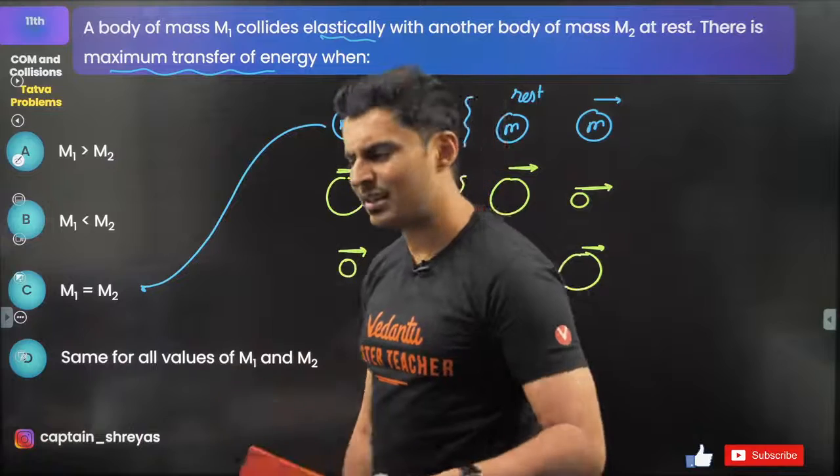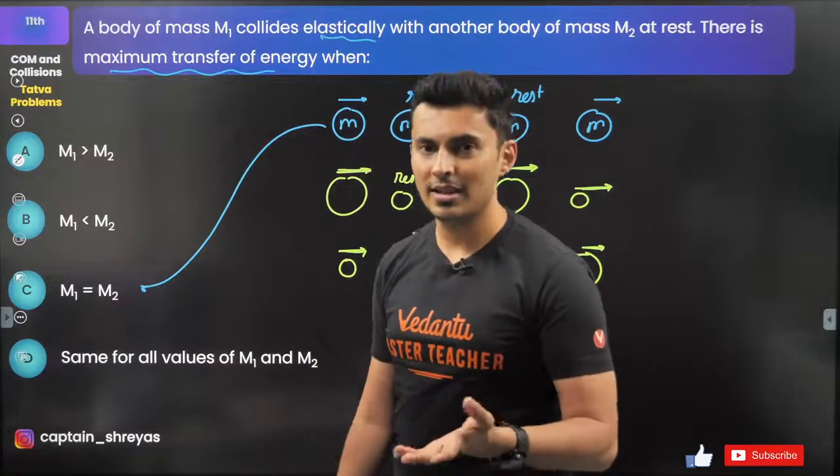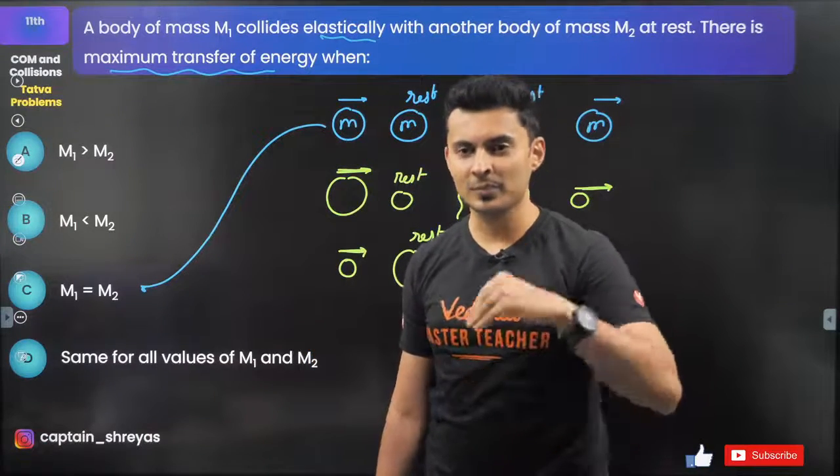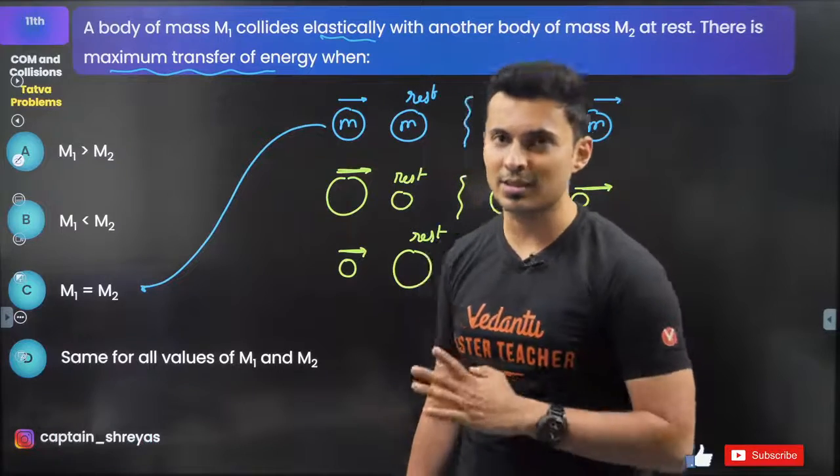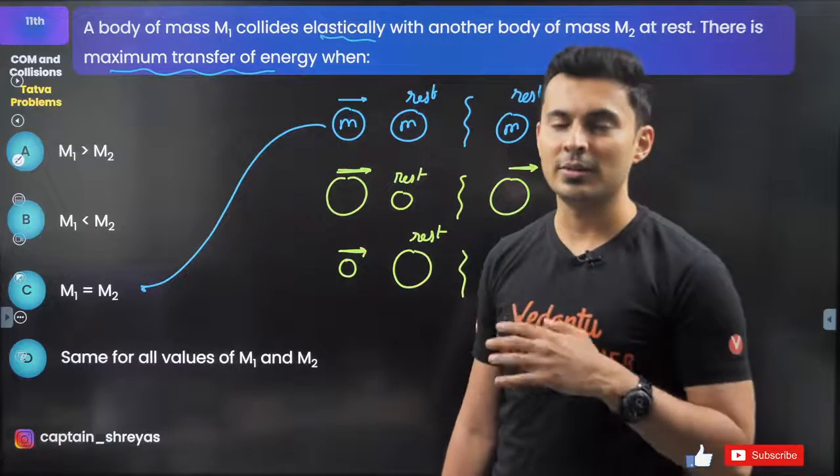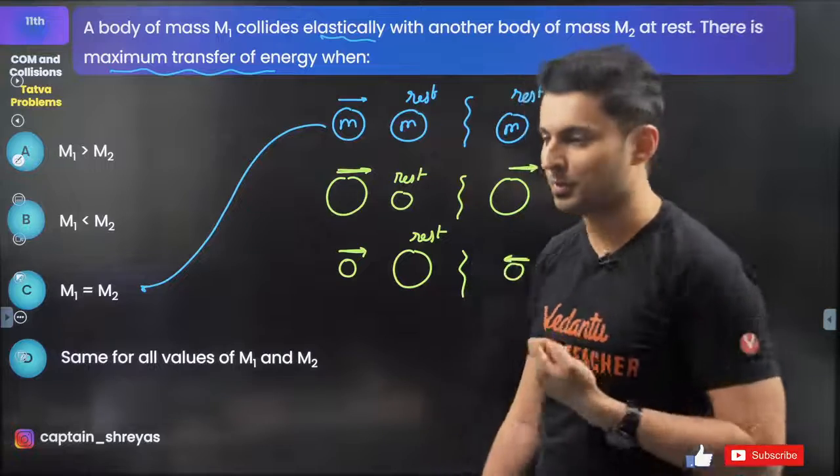Each chapter has at least 100 questions. 100 is less, 200, 300 questions of all varieties. At least I'm saying. A small chapter only will have 200 questions. Big chapters have 300, 400 questions.